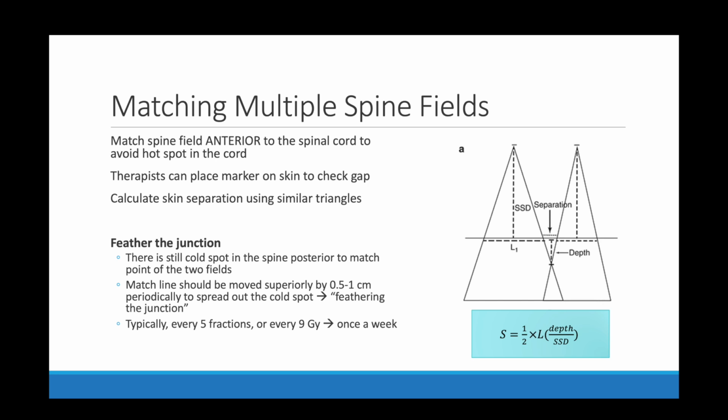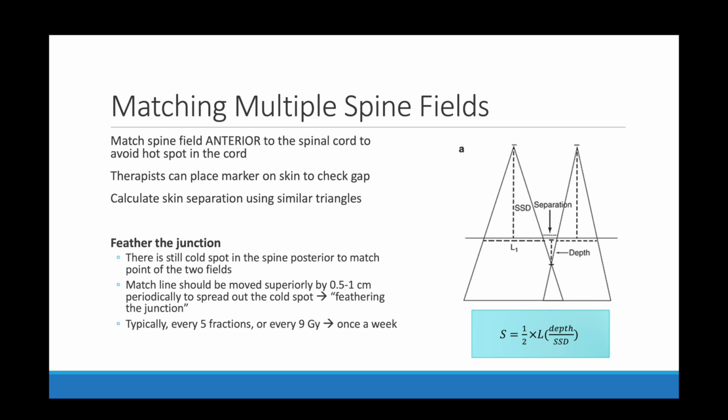So as we said, we try to match the spine fields anterior to the spinal cord. It doesn't have to be anterior to the vertebral body, just right anterior to the spinal cord, so that we avoid the hot spot in the cord, and whatever hot spot we get goes in the bone, which is important, but less important than the cord itself.